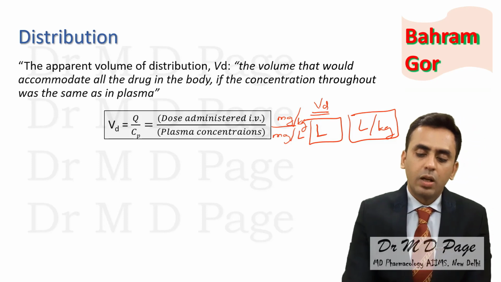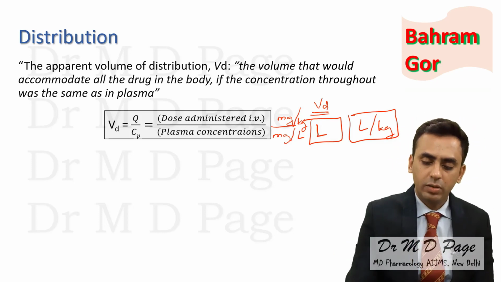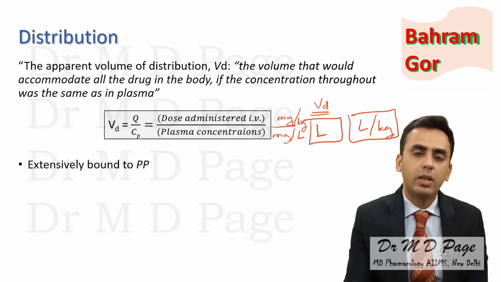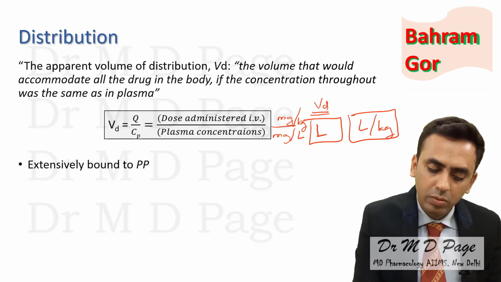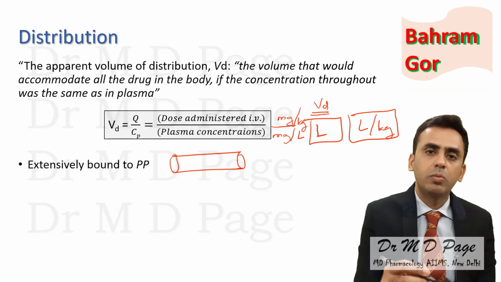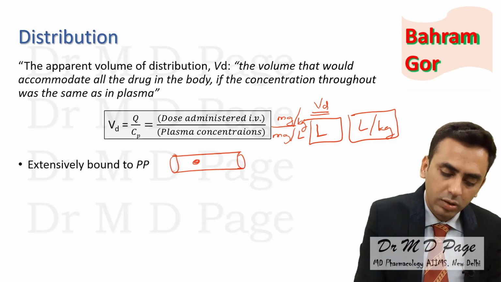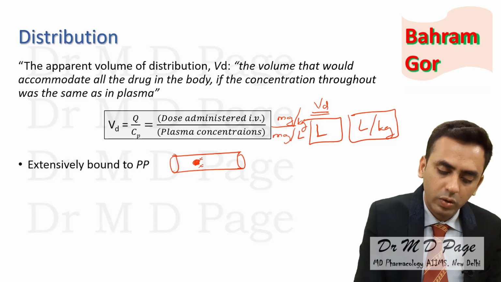Okay. Now I will give different scenarios. Consider the drug is extensively bound to plasma protein. If the drug is extensively bound to plasma protein, where will it stay? It will stay inside the vessel, because plasma protein will stay inside the vessel. So this is the plasma protein, and the drug is bound to it.